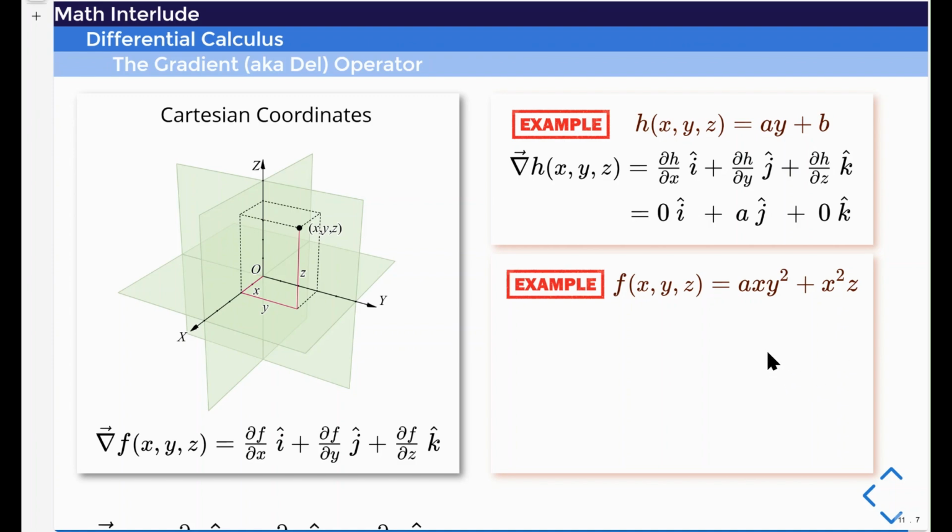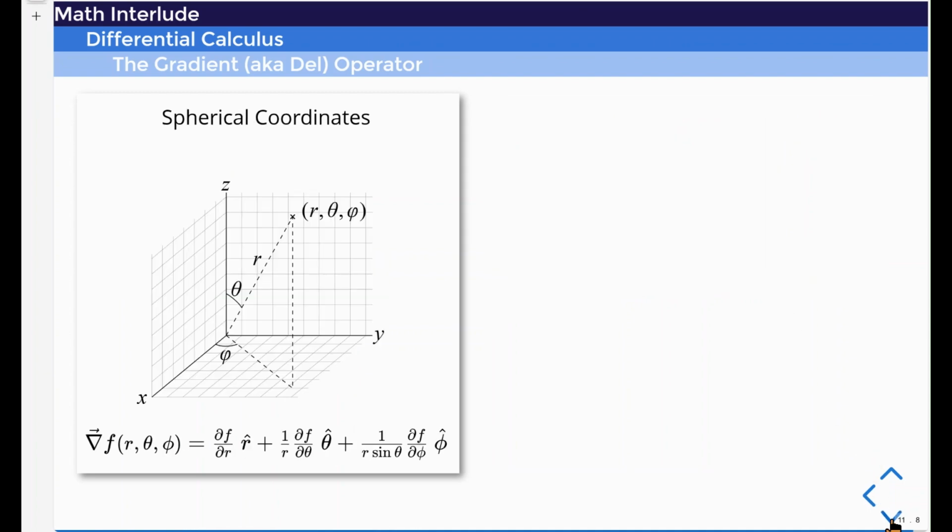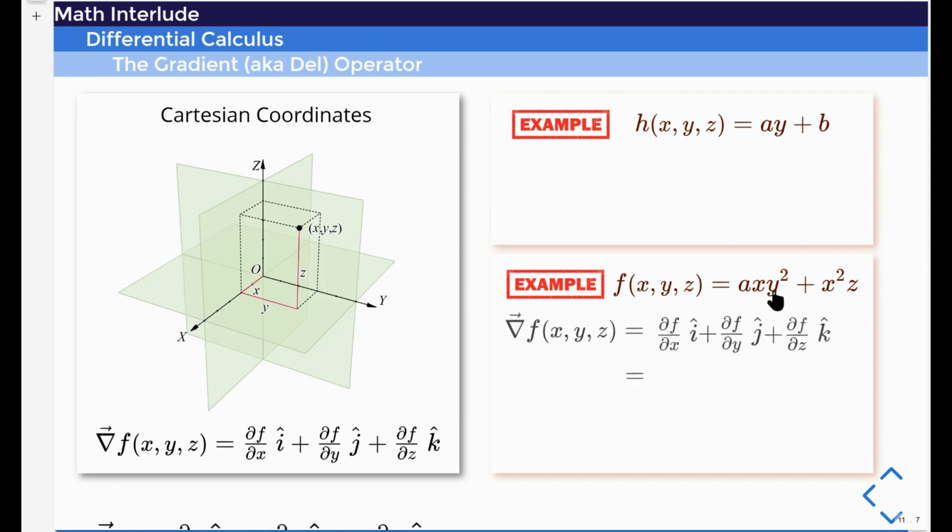Here's another example, again with Cartesian coordinates, where the function depends explicitly on x and y and z with some kind of polynomial dependence. So again, I do the same kind of story, where I think about the partial derivative of the function with respect to x, with respect to y, and with respect to z. With respect to x, I pretend that y is constant and I pretend that z is constant. So the derivative of that first term becomes a times y squared, because only x is the variable. And then the derivative of the second term would be z times twice x. So that's in the x direction.